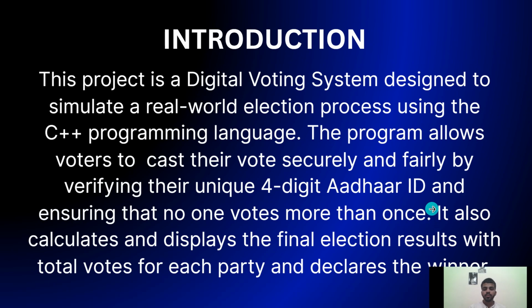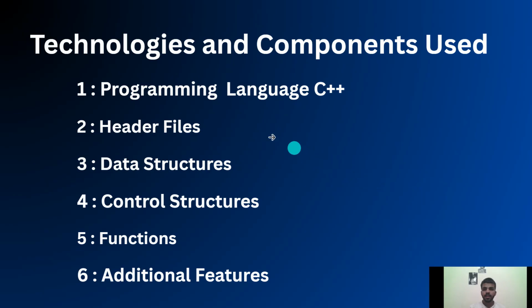Before we move into coding, let's see what technologies and components make up my project. Here are the technologies and components we used in this program. The first one is the programming language. We write the program in C++. The next one is header files, which I will show in the next slide along with their purpose. The third one is data structures, control structures and functions. And the last one is additional features.